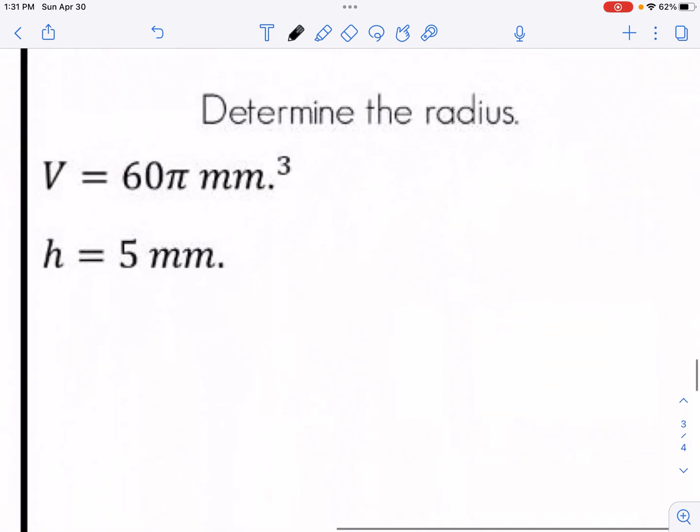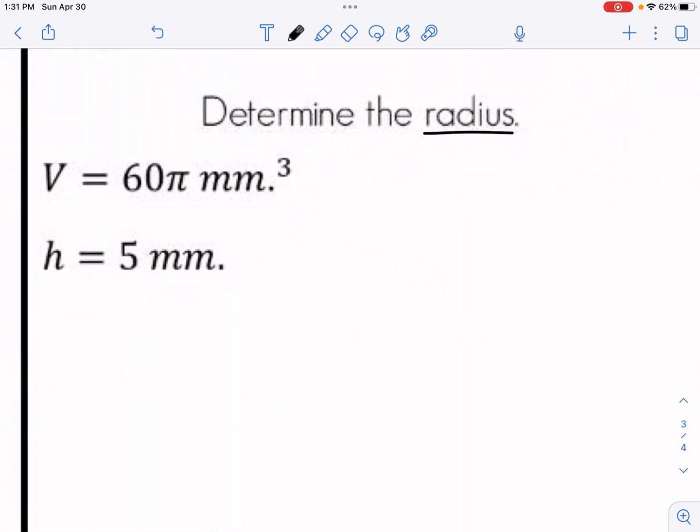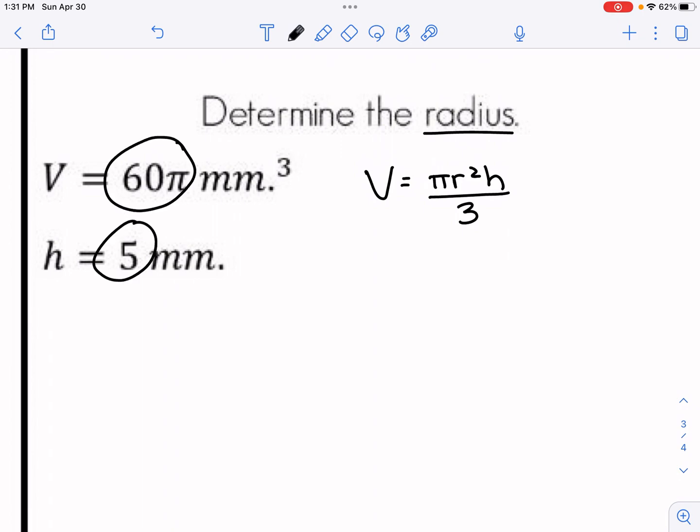All right, and let's go to our last example, finding the radius. So you can look at the formula for the volume of a cylinder. We have a similar example here. We're saying that the volume is 60 pi and the height is 5. So we do know the height in this case. So let's plug into this formula. Even though we don't have a diagram, we can still plug in.